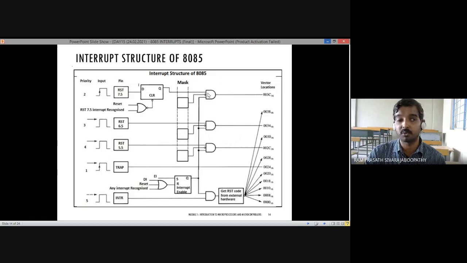That inverts it. That means, notice, if the RST 7.5 interrupt occurs, this flip flop will have 1. The first input is 1. The second input is from the mask bit. If the mask bit is 1, what input do we get here? 0. That means the output becomes 0. This interrupt will be masked.